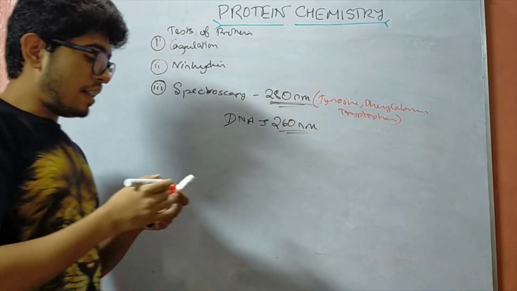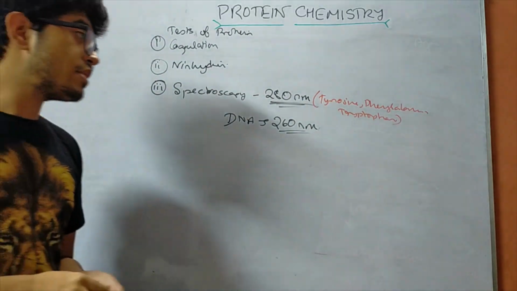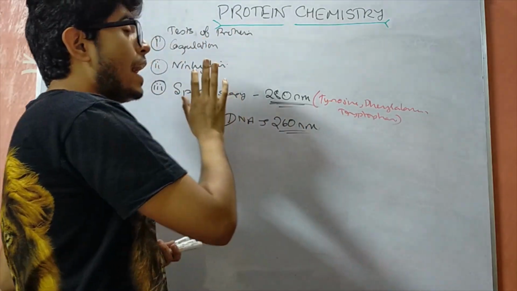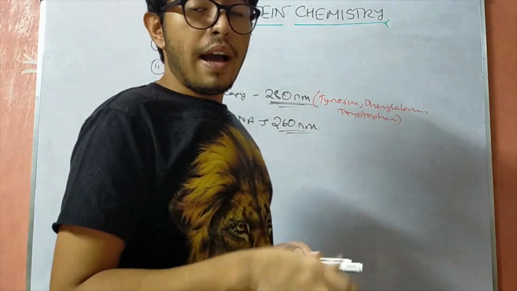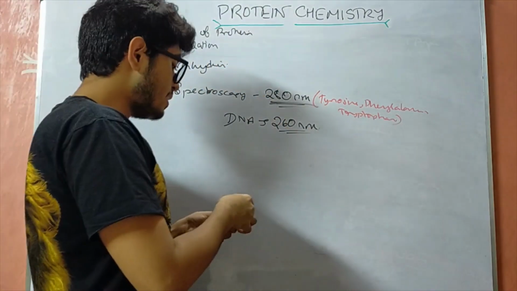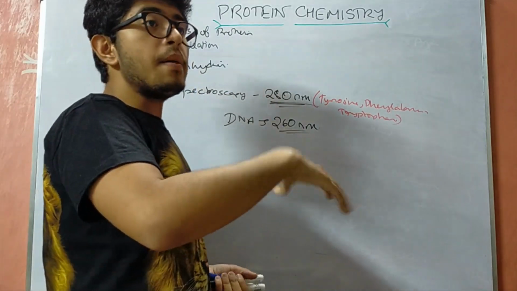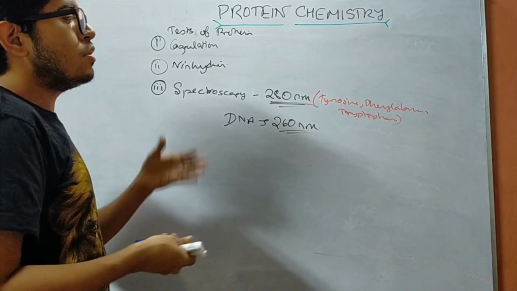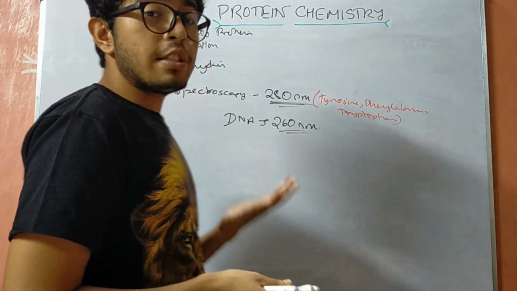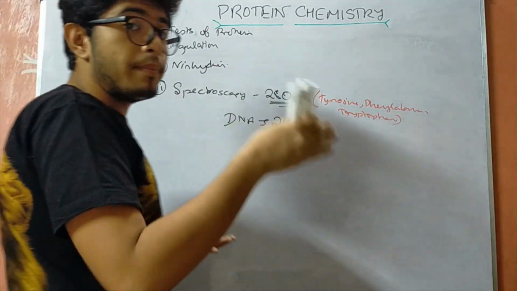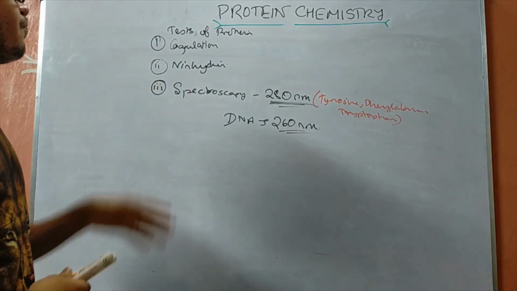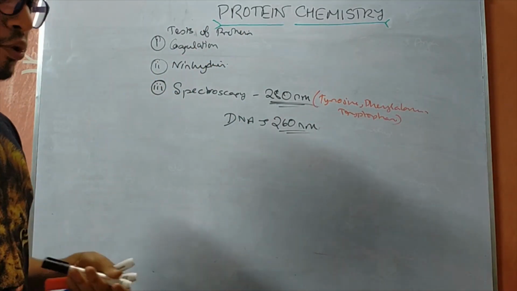One more thing, which I forgot to mention previously, is that protein molecules have two ends. One is a carboxyl end, the other is the amino end, or the nitrogen containing end. These ends are also very important for the numbering of the amino acids. So this is what we have for the tests of protein.